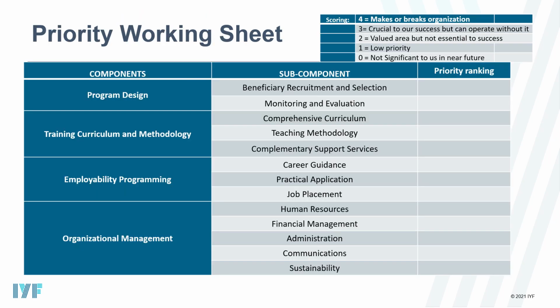Here's how it works. The worksheet is organized in 3 columns. Read each component and subcomponent. Use the priority ranking column to provide your organizational score. As you can see on the right-hand corner of the slide, scores range from 0 to 4. Rate each subcomponent. For example, discuss with your team how beneficiary recruitment and selection rank within your organization and write the appropriate answer after reaching a consensus with the group.